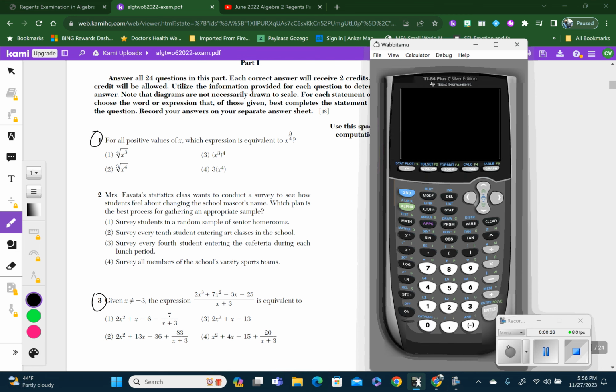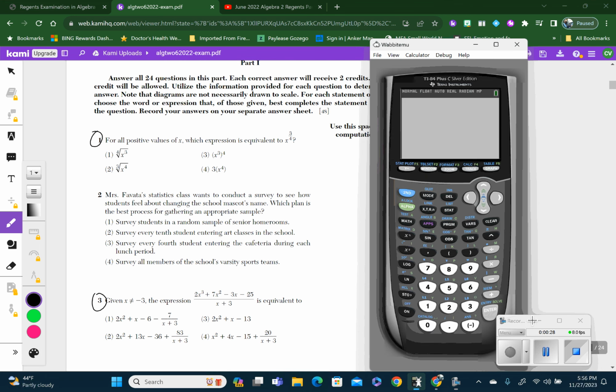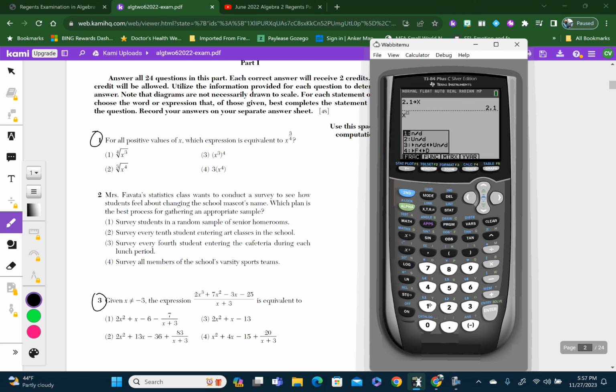So for the first one, it's literally just a store button. So I always pick 2.1 because it is a very random number. So 2.1 store in for X, hit enter. Okay. And now you're going to plug this in. So X to the, is this little caret above the division symbol. So we're going to do 3/4. So alpha y equals option number 1, right? 3 on top, 4 on the bottom, and hit enter.